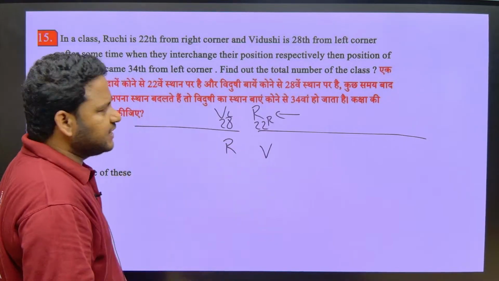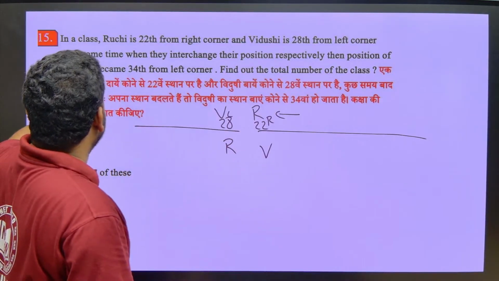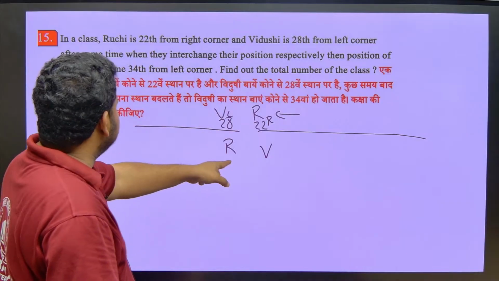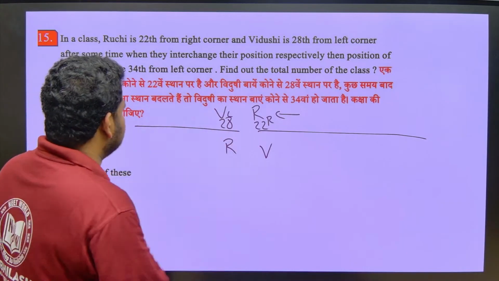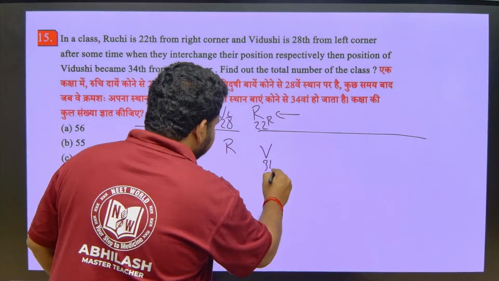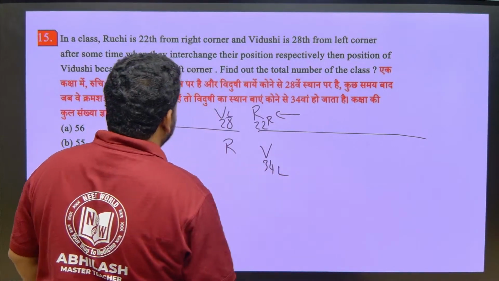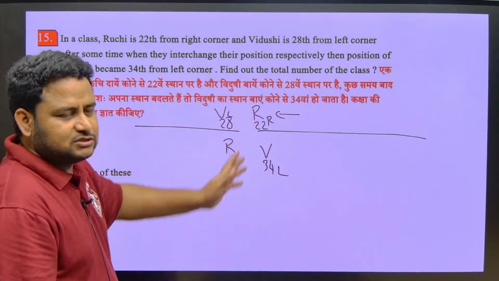That's it. When they interchange their position, then the position of Vidushi becomes 34th from the left corner. Find out the total number of persons in the class. So what should I consider?